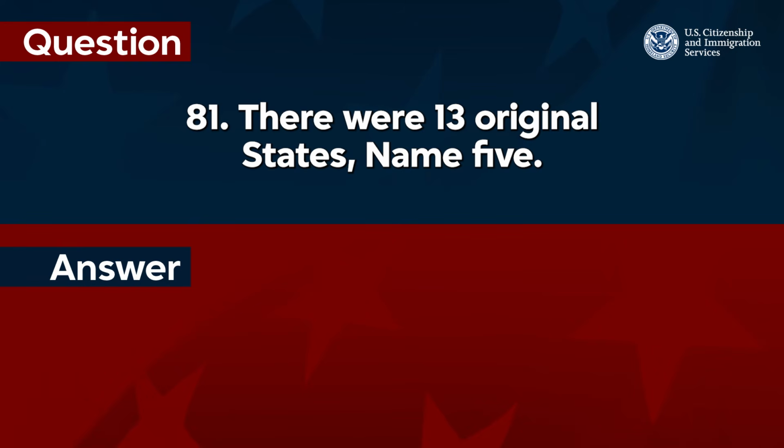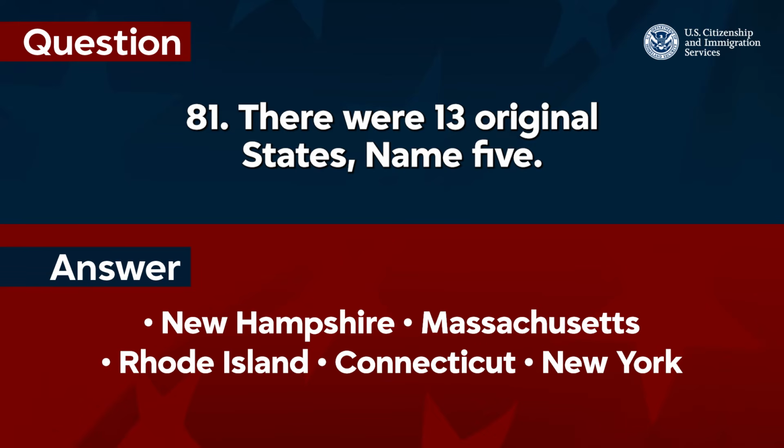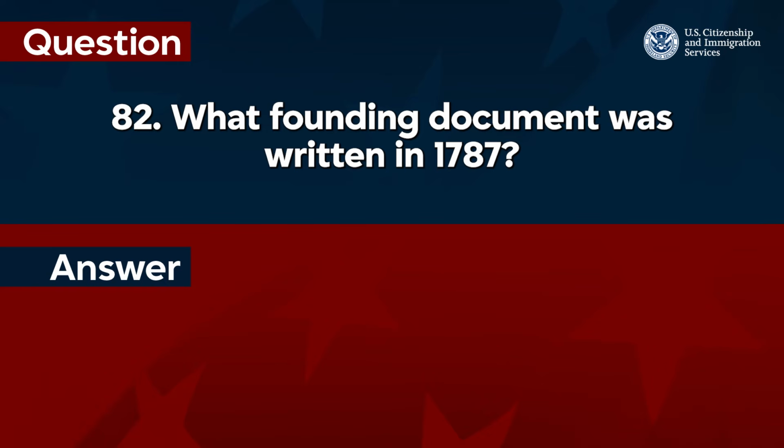There were 13 original states. Name 5. New Hampshire, Massachusetts, Rhode Island, Connecticut, New York. What founding document was written in 1787? U.S. Constitution.